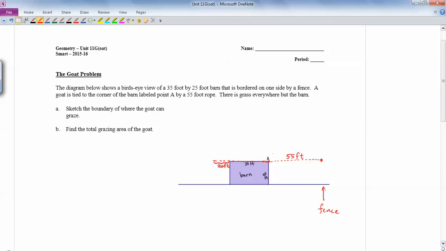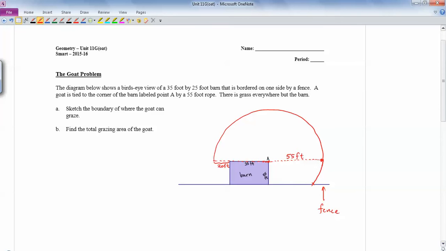And if you think about it, he could go 55 feet this way, this way, this way, this way. So it forms this semicircle right there, half circle, right? Okay. Well, the 55, he could keep walking around and it would just keep forming this circular shape until he hits the fence right there. So there's that part too.